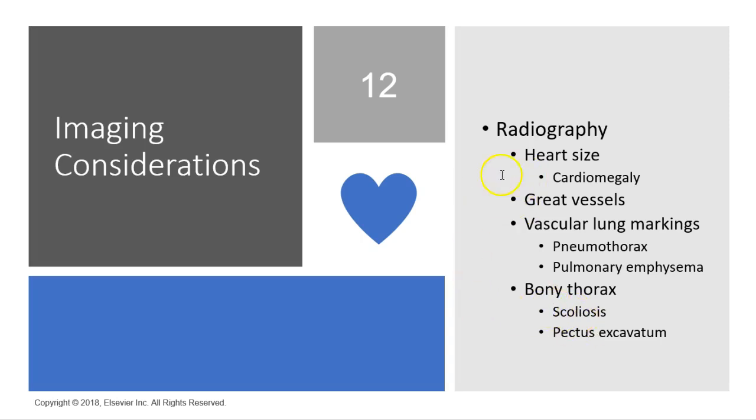So when we're doing radiography, we are using certain parameters to ensure that we have a consistent heart size. If the heart is enlarged, it's called cardiomegaly, and that just means enlargement of the heart. We look at the great vessels also, and we look for vascular markings, and we also check for pneumothorax or pulmonary emphysema. And the bony thorax, we look and see if there's any scoliosis or pectus excavatum, where the sternum goes in.